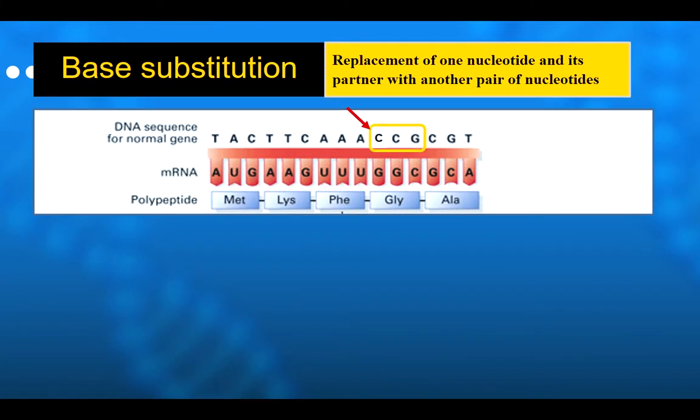Base substitution involves the replacement of one nucleotide and its partner with another pair of nucleotides. In the diagram, it shows that in the normal DNA sequence the base of the 4th codon is cytosine. The cytosine is then substituted by thymine. This base substitution will change DNA sequences.